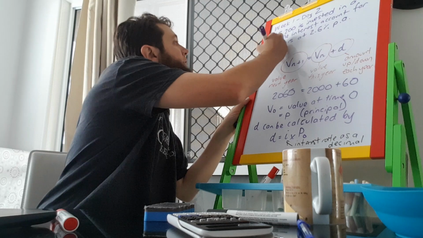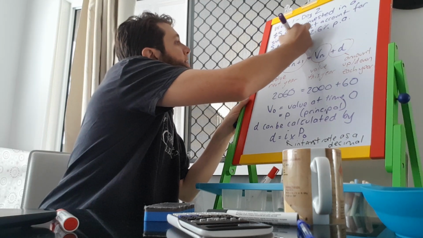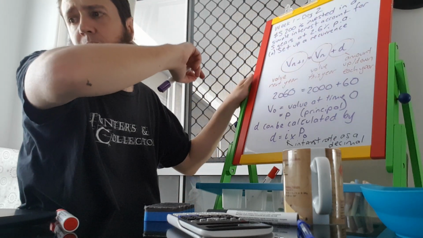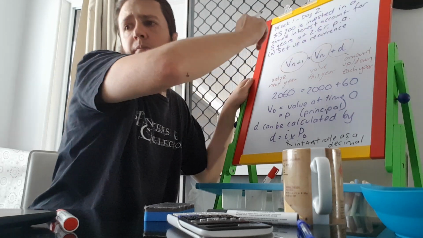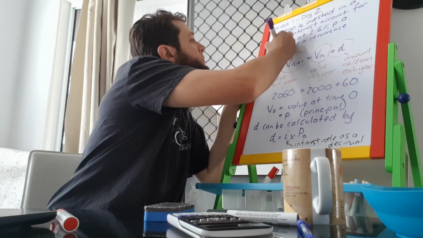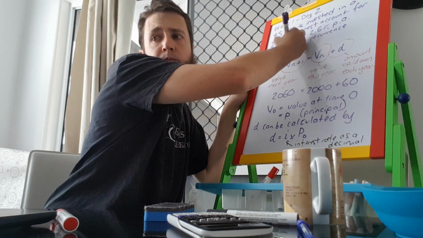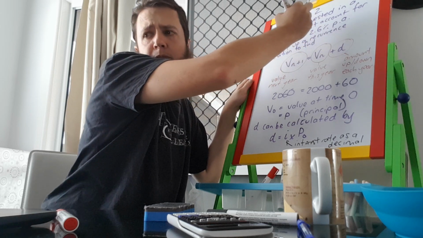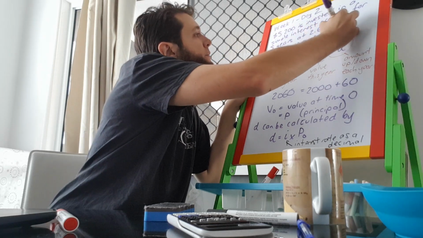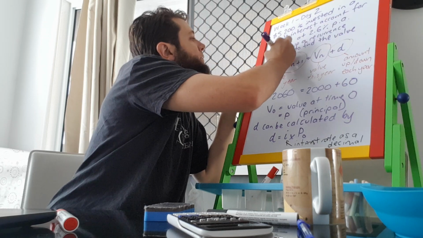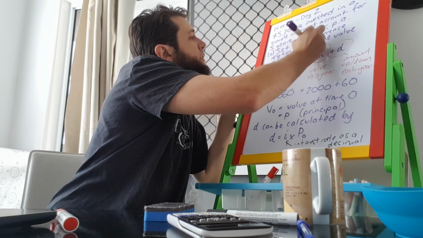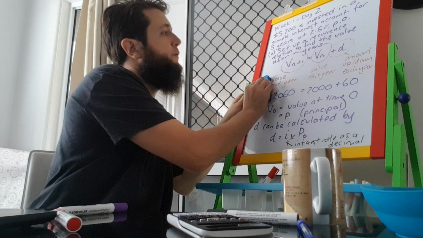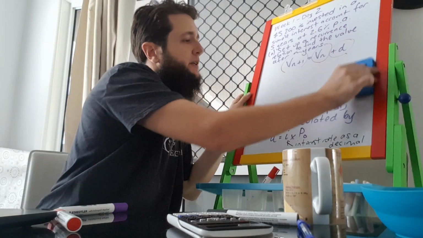Right, set up a recurrence relation to find the value after any number of years. So they call it N, but it just means any number of years. So we're going to start off with that general formula again. There we go, I don't have to rub it off, that's nice.